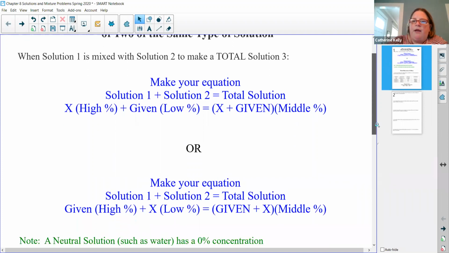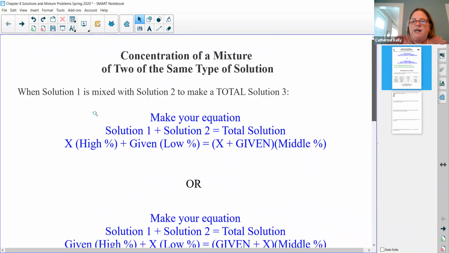solution three. And with your percentages, the higher solution is going to mix with the lowest solution to get something in the middle, because it makes sense. I can't have a total solution be a lower percentage than what I'm working with, and I can't have it higher than the one that I'm working with as well.